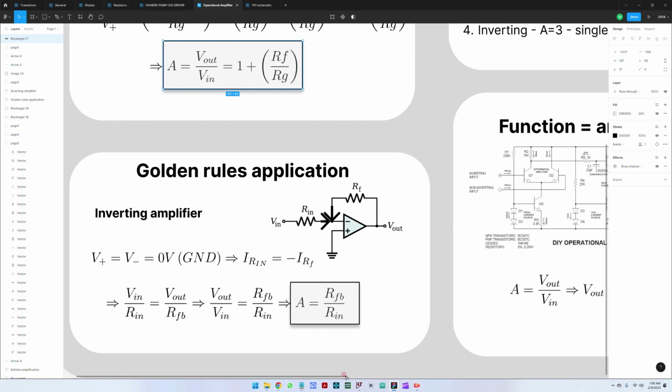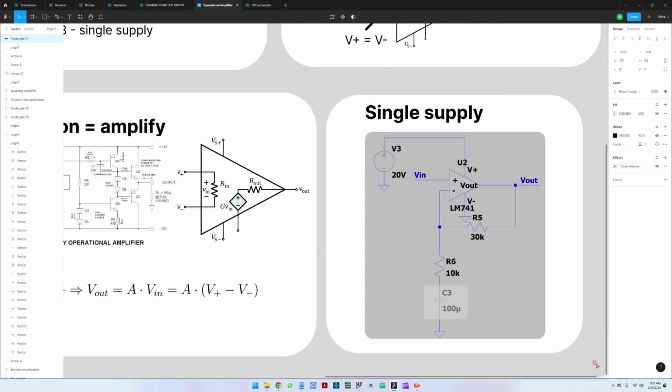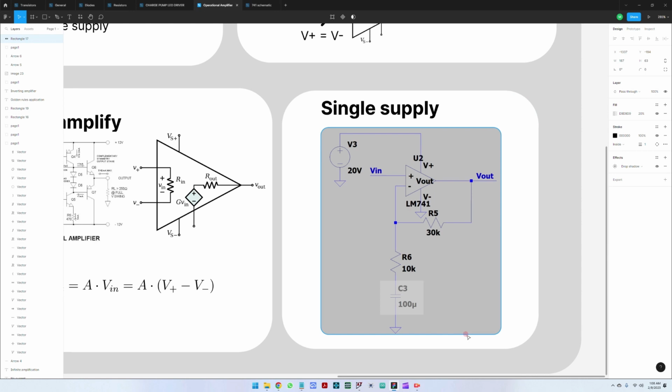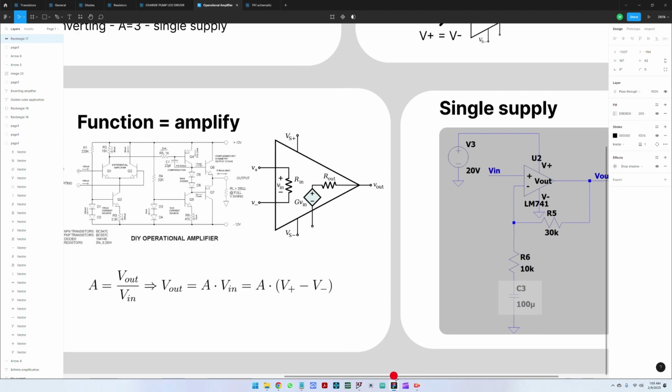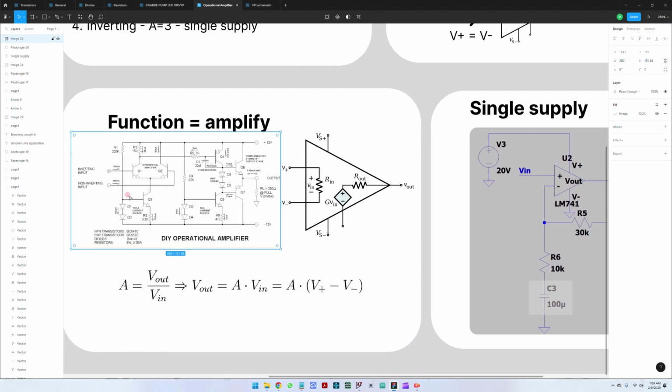Going forward, let us also discuss a bit about the single supply. Till now, as we have discussed, we are using these dual supplies, plus 12 volts and minus 12 volts, because of the input of the operational amplifier that we are going to use today, which is the LM741. It's a very standard operational amplifier. There are much better operational amplifiers for audio applications, which have a much better behavior.